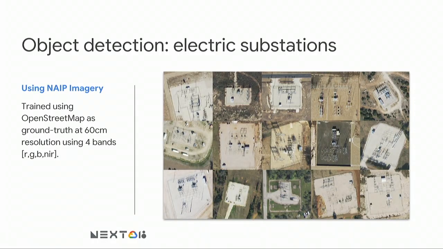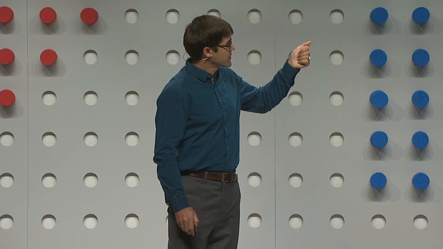Using OpenStreetMap for the known locations of electric substations, we've been able to train this using NAIP imagery, that's the National Agriculture Imagery Program that covers the United States. This particular data set has imagery at 60 centimeters per pixel in 4 bands, and we've trained this algorithm to be able to find all of the rest of the substations in the United States.